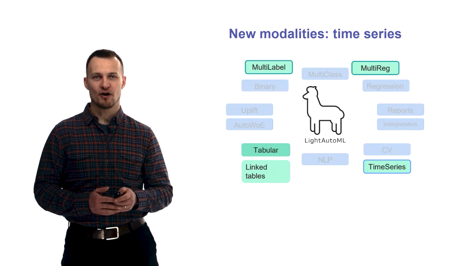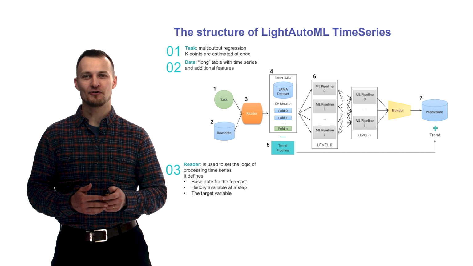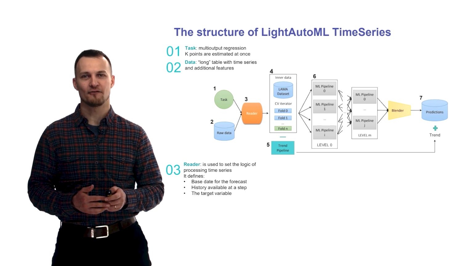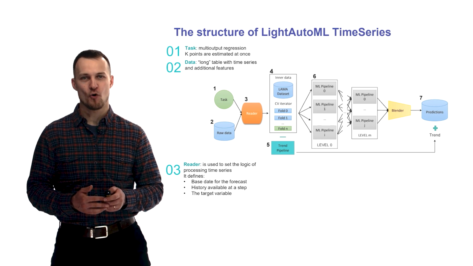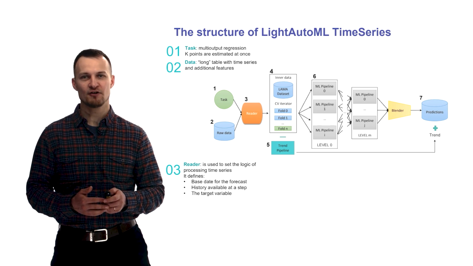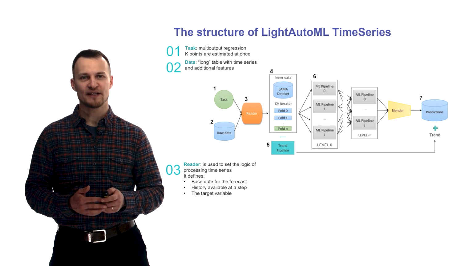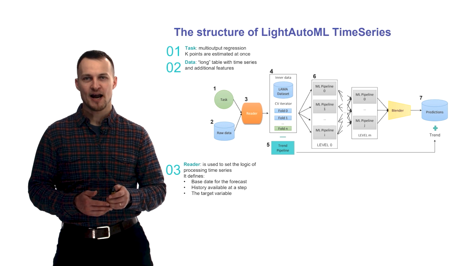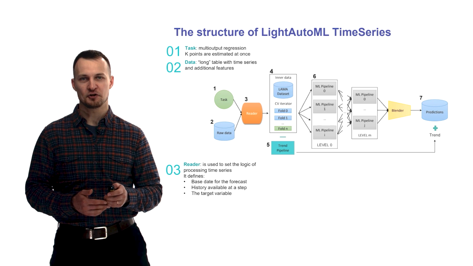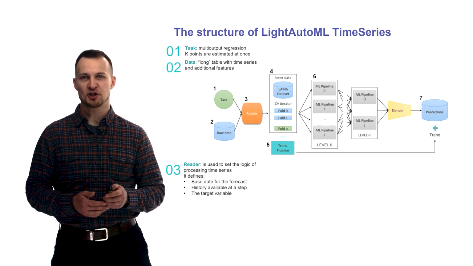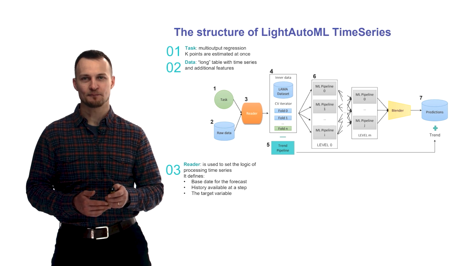Another fundamentally new direction in LAMA is time series prediction. Let's take a closer look at the features of LAMA for time series. The diagram shows the add-on structure for working with time series. Here is a multi-output regression task, in which k forward points are predicted at once. Our data is stored in a long table with a time series and additional features. The table remains unchanged during model training, and this avoids unnecessary copying of data.